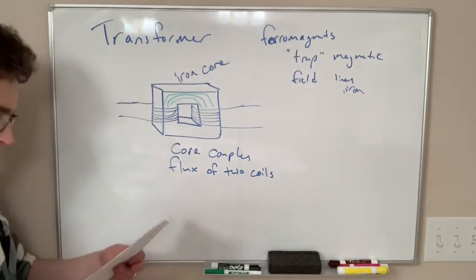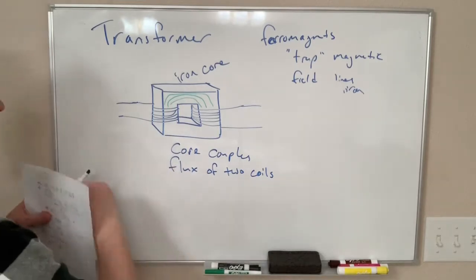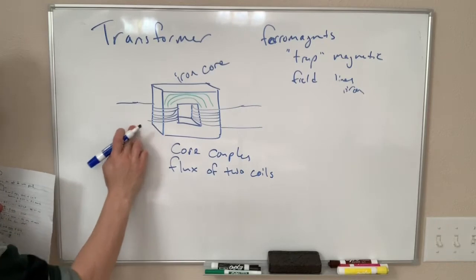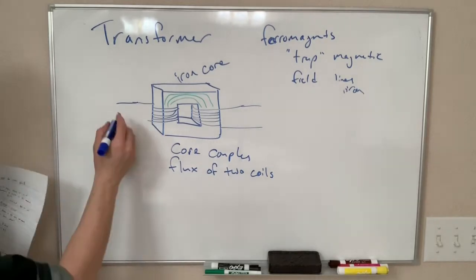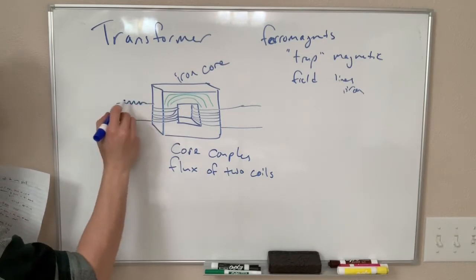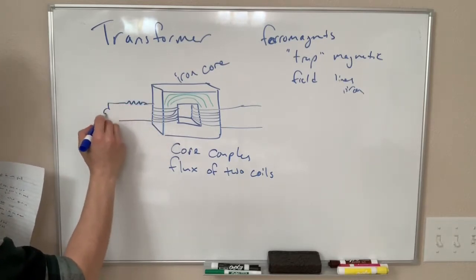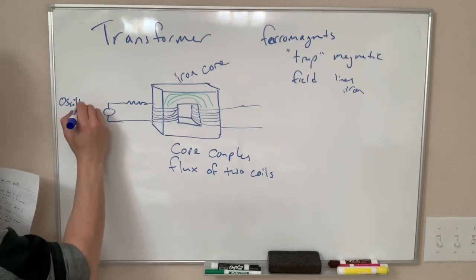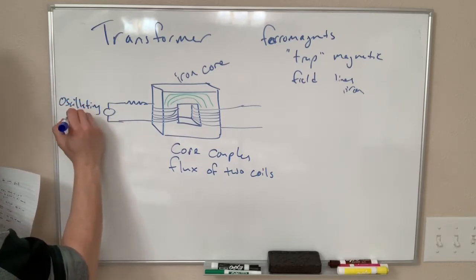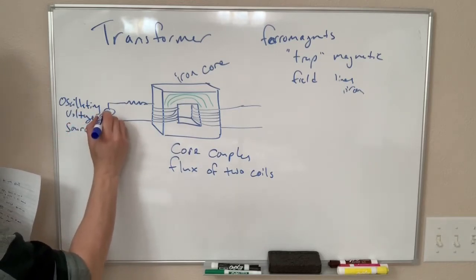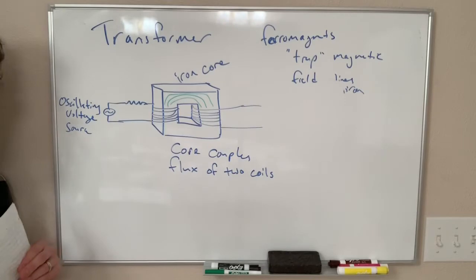So let's talk some specifics here. On the left side, if I have this coil connected to an oscillating source, and I guess there should probably be some resistance here if we're hooking up a voltage source. So an oscillating voltage source we have not seen yet. We will be spending more time with it later in the class, but we draw them like this with a little sine wave in there.